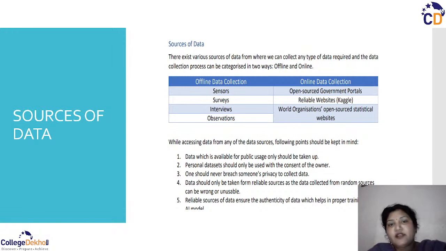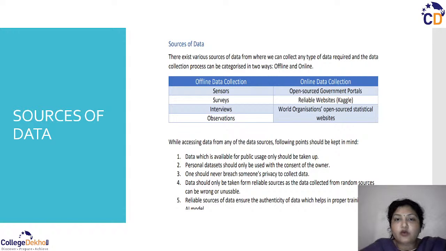If we talk about offline data collection, it could be sensors, surveys, cameras, interviews, or observations. Whereas online data collection could be open source government portals, which provide reliable information, like Kaggle, the UCI machine learning website, or GitHub libraries. World organizations' open source statistical websites also provide data sets on which you can build AI enabled models.